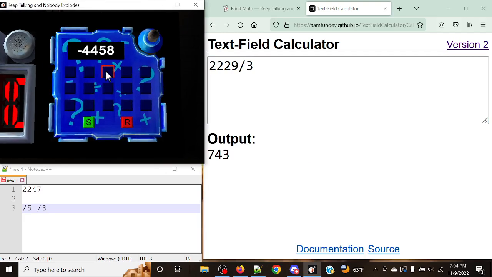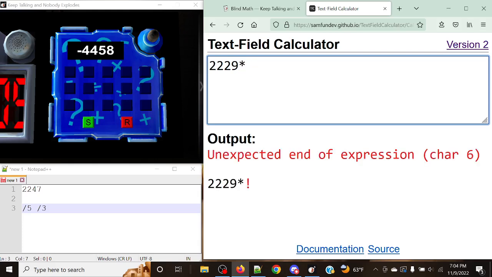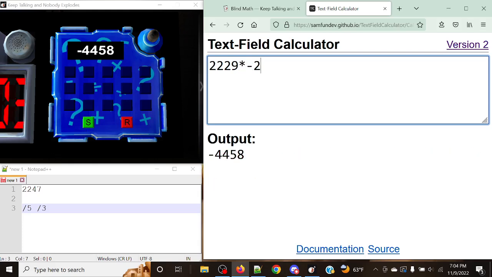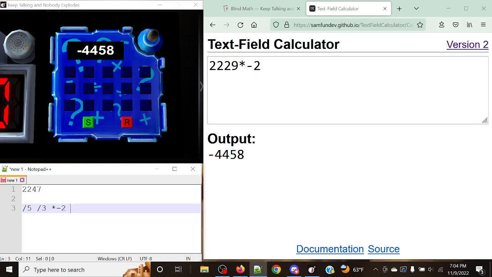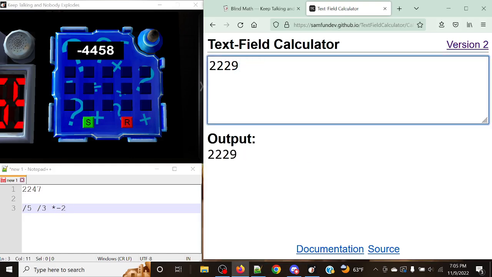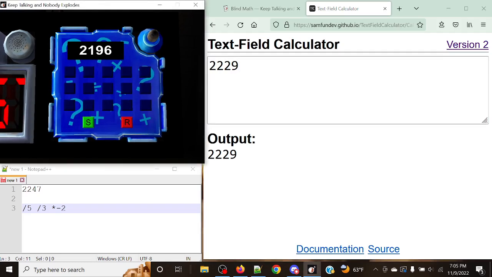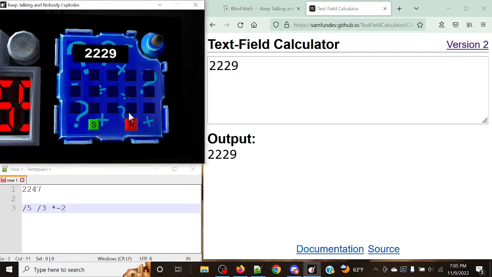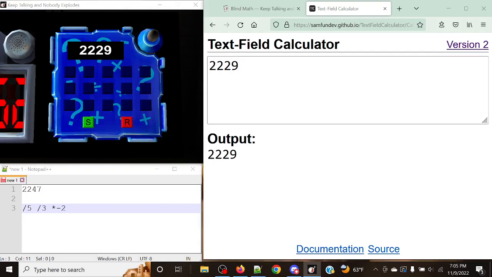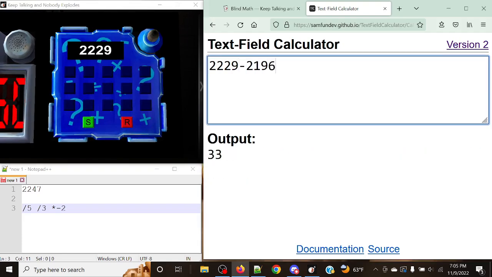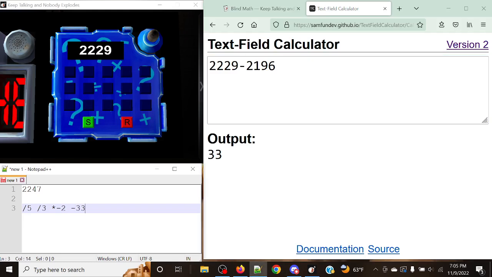Okay. Minus 4485. So this is like a multiplication by -2. In this case, it is. So multiply by -2. Okay. Let's continue. 2196. Okay, so this is a subtraction problem. So 2196 is going to be a minus 33 from this. So minus 33. In this case, gives us that.